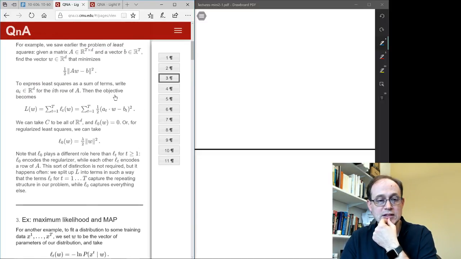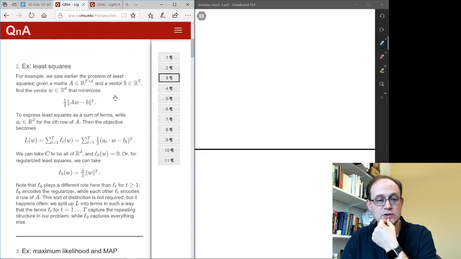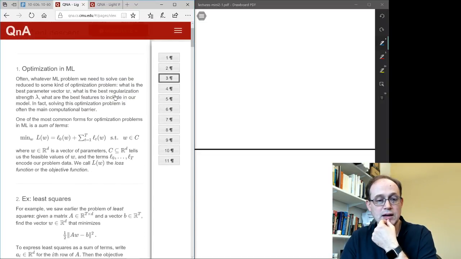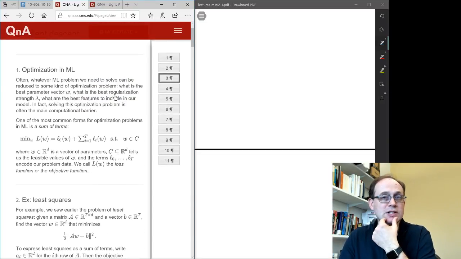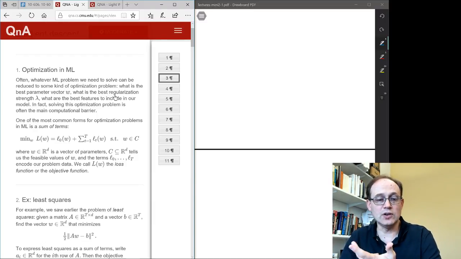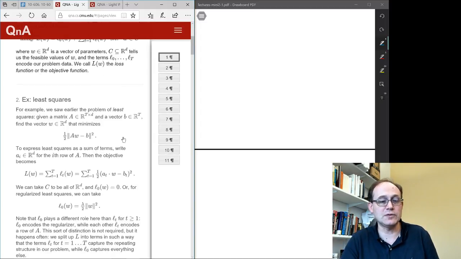That's a couple of examples of this sum of terms form. Again, not every optimization in machine learning has this form, but a lot of them do, and so it's useful to have methods that can take advantage of that form.